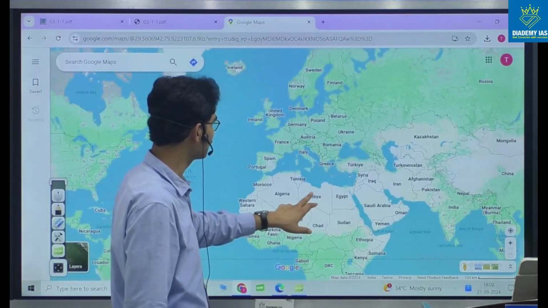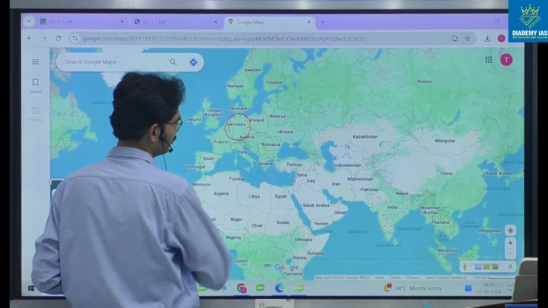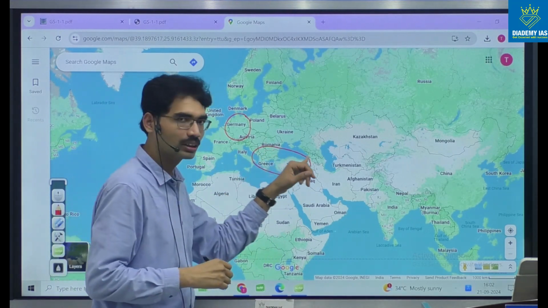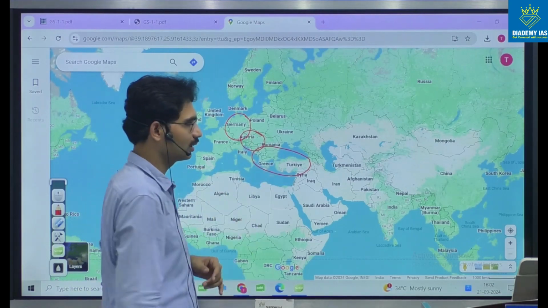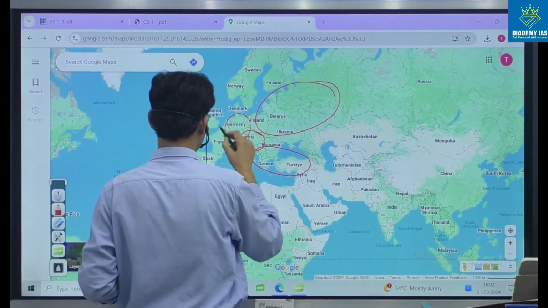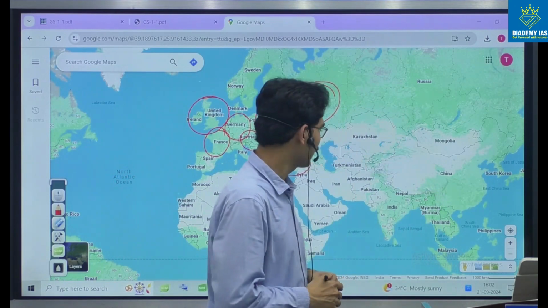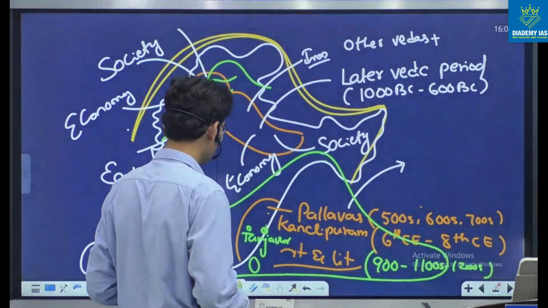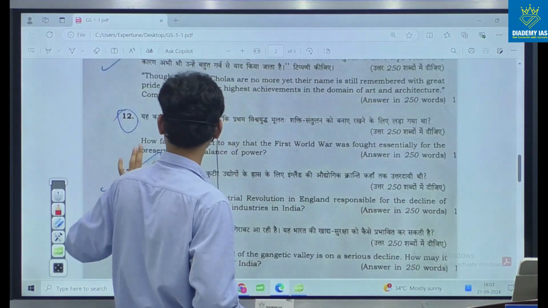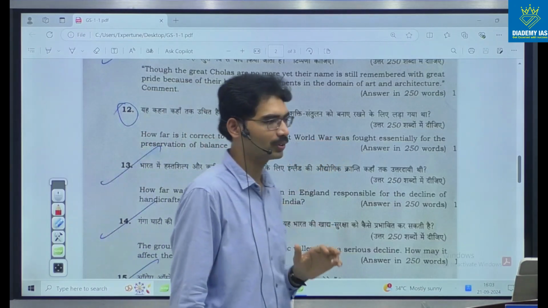And where is World War I? This is one. Now in this location, there was Germany, Austria, and the Ottoman Turks. Austria, Germany and Ottomans formed a group. Russia, France, United Kingdom formed another group. So this World War I was fought. The question is asking: how far is it correct to say that the First World War was fought essentially for the preservation of the balance of power? What does balance of power mean?